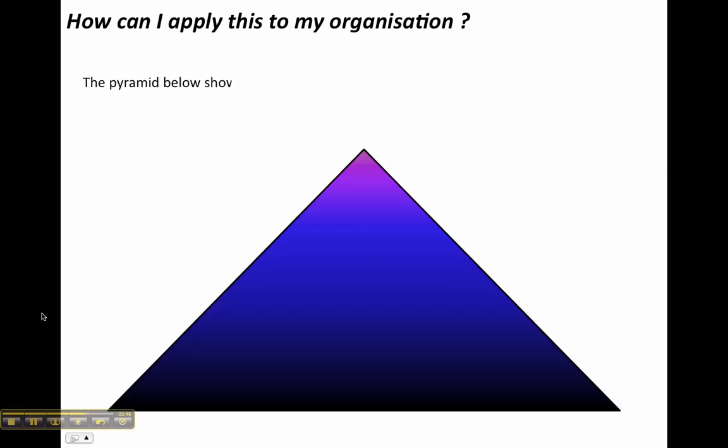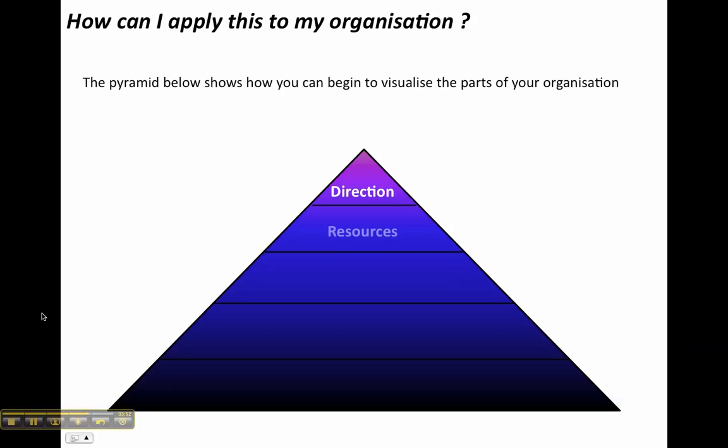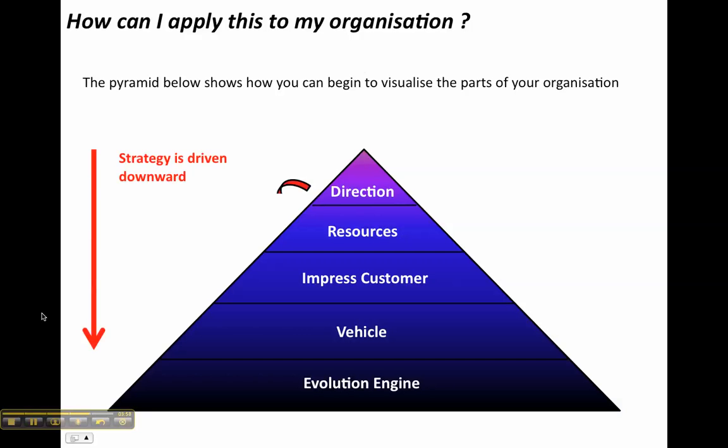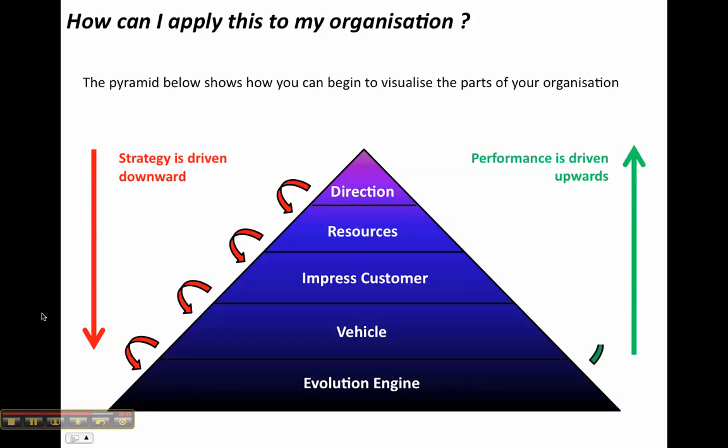Now let's think about how we can actually apply it to your organisation, your business. We need to visualise a pyramid with the drive concept, and we're going to drill down the strategy through the business right down to the evolution engine, where we define exactly what needs to happen to deliver performance, and then we're going to drive the performance back the other way.